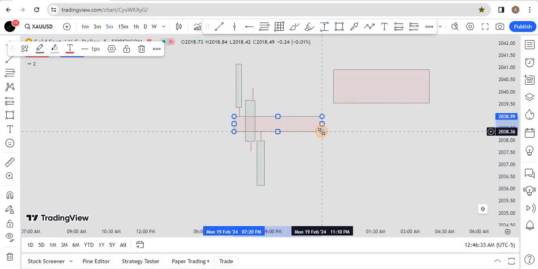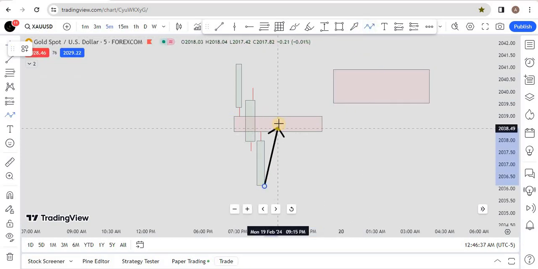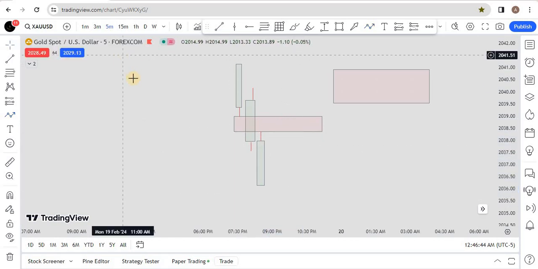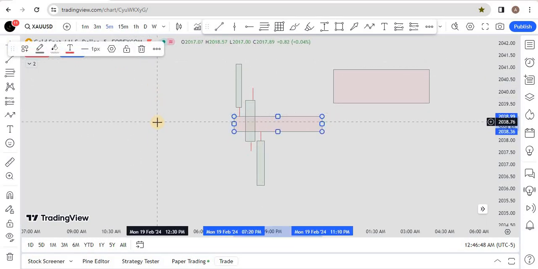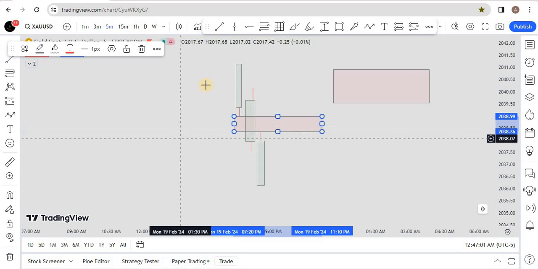So what happens in this fair value gap? Many times when price pulls back, it will give you a reaction to the downside or upside as per your bias. I will also show you an example on the live chart, so don't worry, I am just showing you a little introduction before I jump into the real chart.